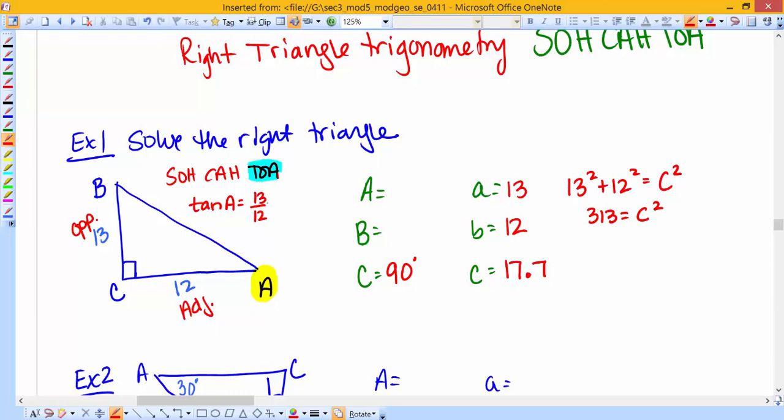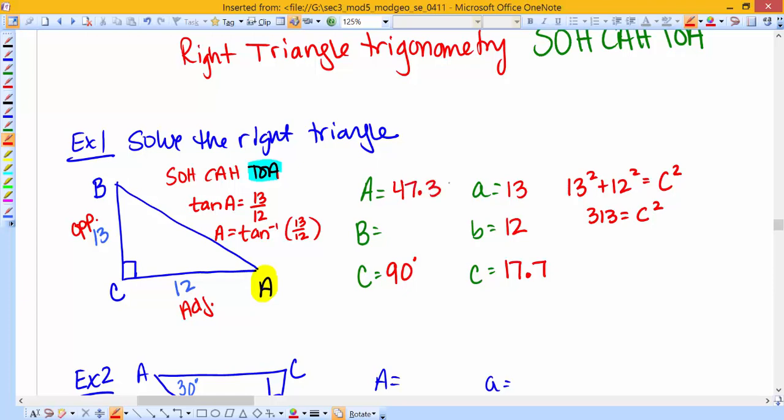So to undo tangent, I want the tangent away from A. I can't just divide by tangent. I need to take the inverse of tangent. So I end with A equals tangent inverse of 13 over 12. So I'm going to use my calculator. I'm going to double check that it is in degree mode. And now I'm ready to go. So tangent inverse, which is second tangent. Don't forget to use parentheses. 13 divided by 12. And I get 47.29. So I'm going to say angle A is 47.3.